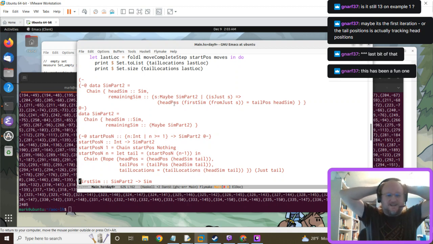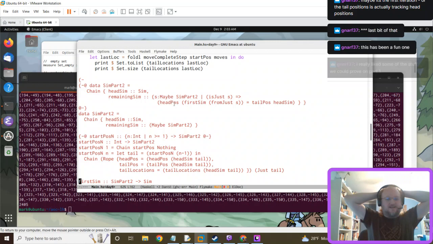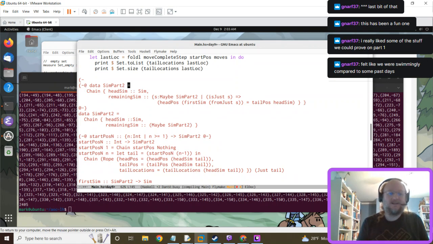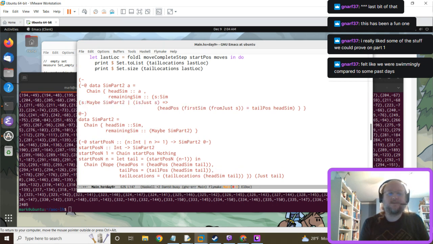It has been a fun one. I think what we might be able to do is give a type that says type of sim, and then say the head sim has to be that type, and the remaining has to be the type of sim that has its head position of x equals tail position of head sim.